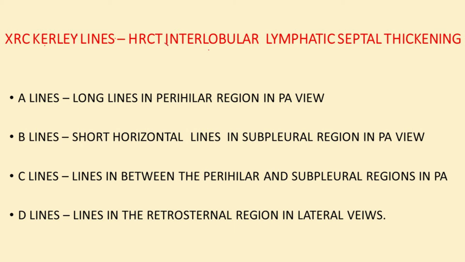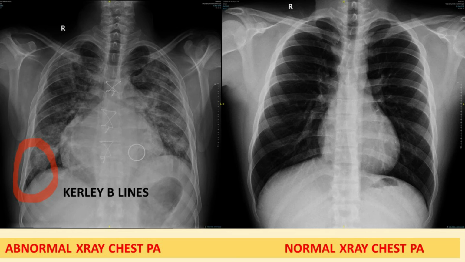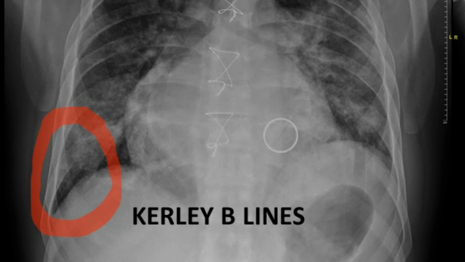Now we'll go to the Kerley A lines, or long perihilar lines, due to the lymphatic engorgement along the peribronchovascular sheath, called on HRCT interlobular septal thickening in the peribronchovascular distribution. Now we'll go to the Kerley B lines, which are short horizontal subpleural lines. On HRCT, they are perpendicular to the pleural surface.